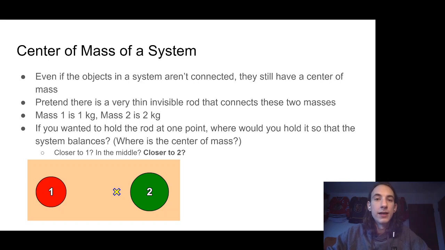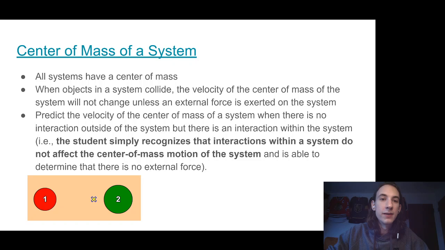So one thing that AP Physics 1 wants us to do is to be able to identify qualitatively where the center of mass would be. And the reason that we care about center of mass for a system is because, one, all systems have a center of mass, and when objects in a system collide, the velocity of the center of mass will not change unless there's an external force on the system.